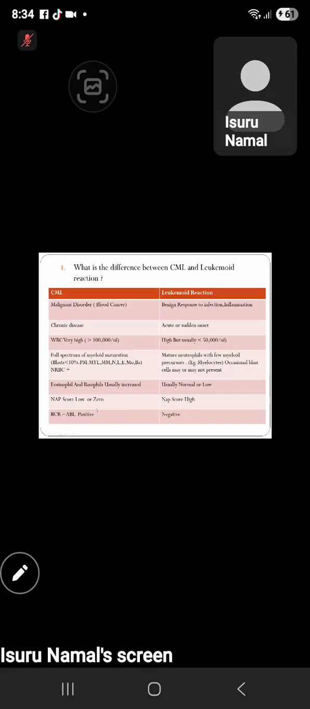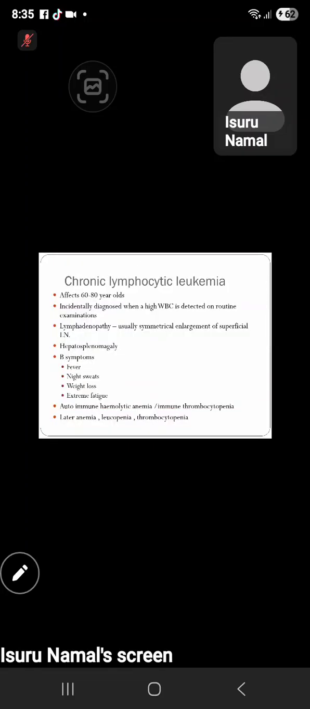In CML, your NAP score is low or zero. In leukemoid reaction, your NAP score is high, right? Then in CML, your BCR-ABL quantitative or qualitative test is positive, and in leukemoid reaction your BCR-ABL is negative. By using this, you can nicely differentiate CML and leukemoid reaction, right? Okay, that's about chronic myeloid leukemia, CGL or CML.